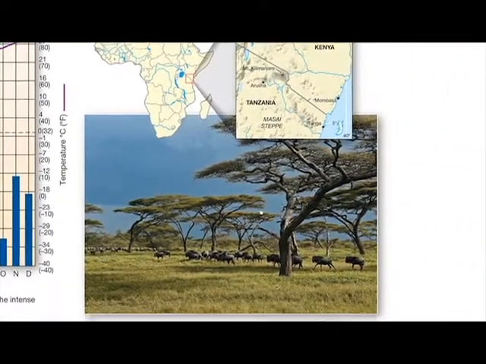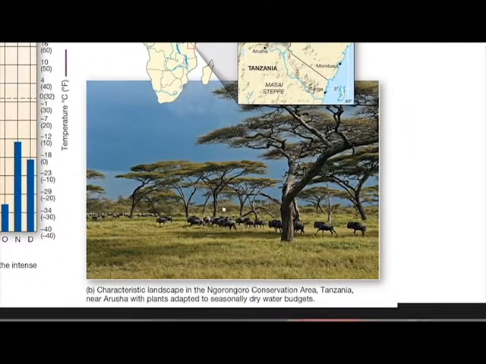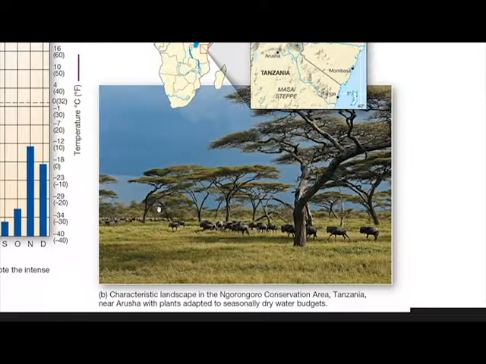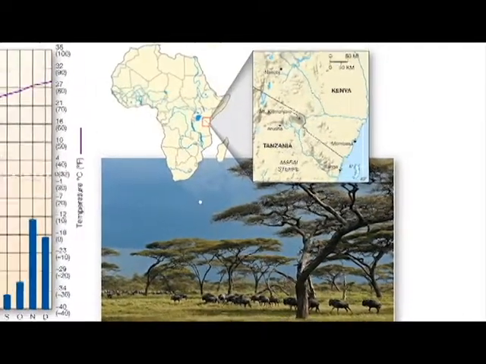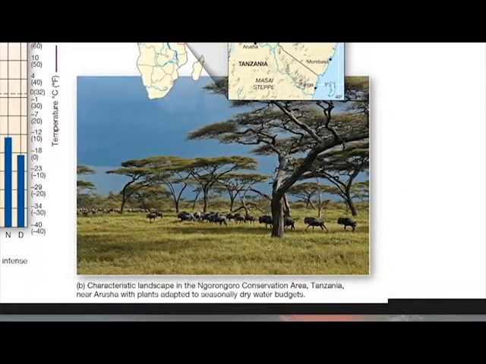Because you have much less precipitation, look at the density. You don't have the same characteristic as the tropical monsoon, or the tropical rainforest. This area is close to Tanzania. That's an area where you have a very interesting type of climate.